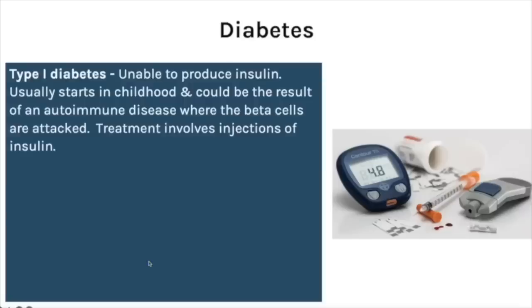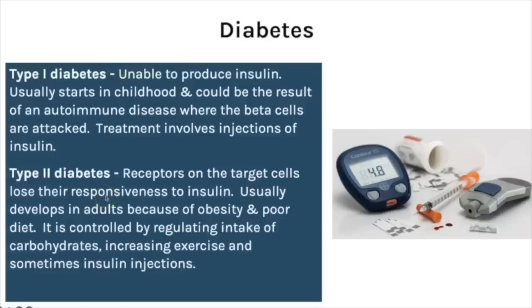Now, diabetes is when the body cannot produce enough insulin or it's not responding to insulin anymore. Type 1 diabetes is when people are unable to produce insulin or not producing enough. It normally starts in childhood and as a result of an autoimmune disease where the beta cells are attacked. So the treatment would be injections of insulin to counteract this. Type 2 diabetes, though, is when the receptors on the target cells lose their responsiveness to insulin. It usually develops in adults as a result of obesity and poor diet, and it's normally therefore controlled by regulating the intake of carbohydrates in your diet, increasing exercise, and sometimes it still involves insulin injections also.